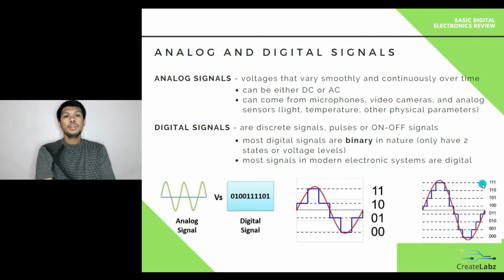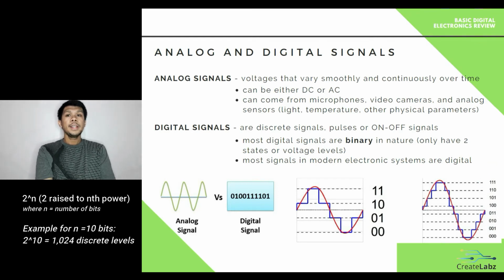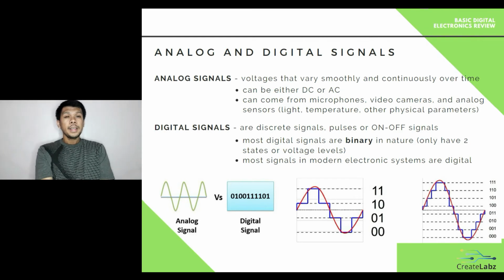So the formula is 2 raised to n, where n is the number of bits. Therefore, if we have 10 bits of digital signal, then 2 raised to 10 is equivalent to 1024 digital discrete levels. That's why in computer systems, you commonly see the pattern 2, 4, 8, 16. It's the same if you buy a memory card: you see 2 gig, 4 gig, 8 gig, 16 gig, 32 gig, 64 gig, and so on.